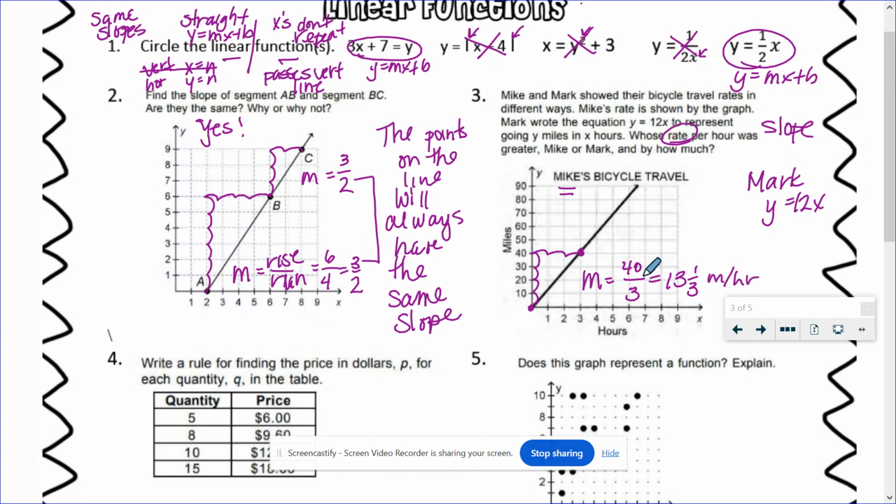Normally we leave it as an improper fraction, but because it's a word problem and I'm going to be comparing it, it's easier in its reduced mixed number form. So what is the slope of Mark? Mark's slope is 12 miles per hour. So whose rate was faster? Obviously Mike's rate was faster, and by how much? 13 1/3 minus 12 is 1 1/3 miles per hour. So that would be by how much.